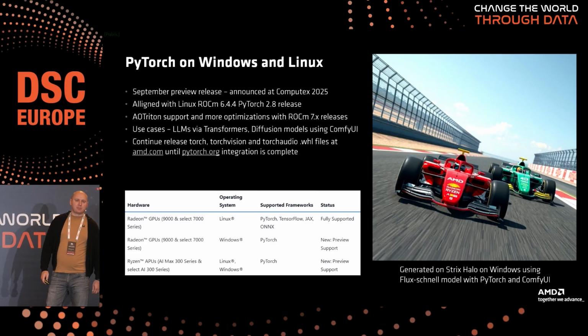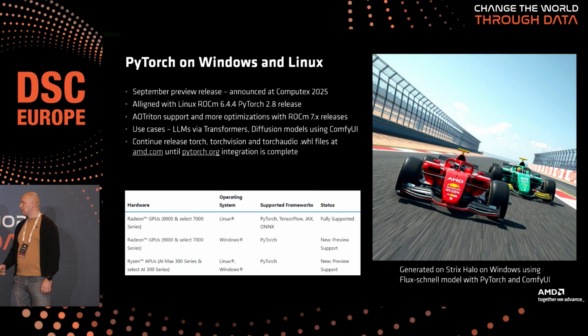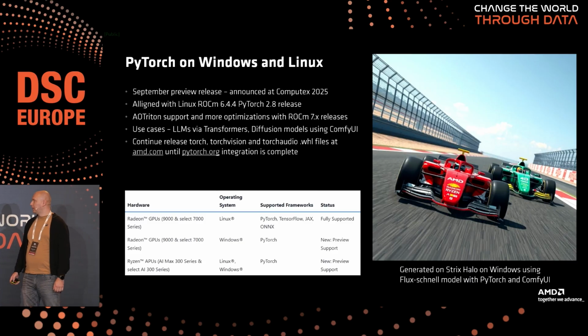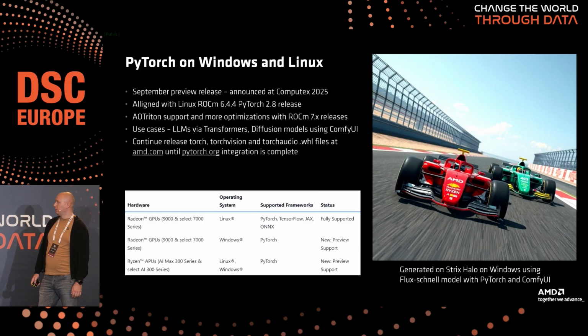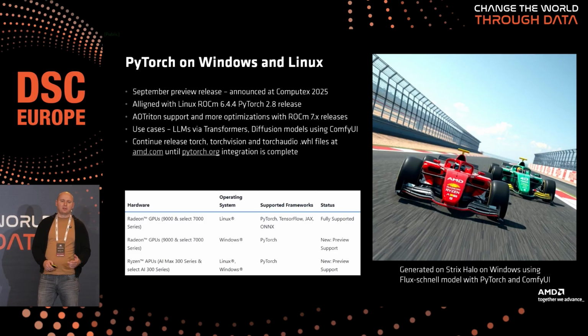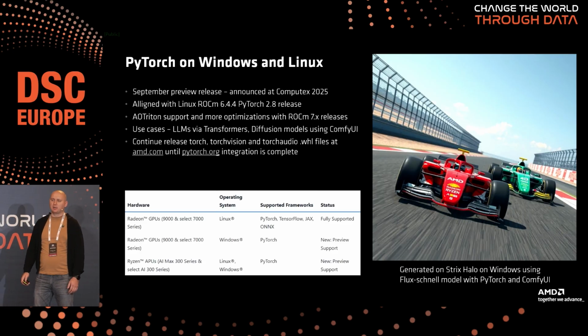And in the meantime, we optimized a lot of backend libraries and features to work better on Linux also. So starting from September and with ROCm 6.4.4, we have PyTorch 2.8 on Windows working. And you can use that PyTorch on Windows on different RDNA 3, RDNA 4 architectures, and also on this Strix Halo that we mentioned. So PyTorch is supported on both Linux and Windows, and you can use it for very popular Gen AI use cases.